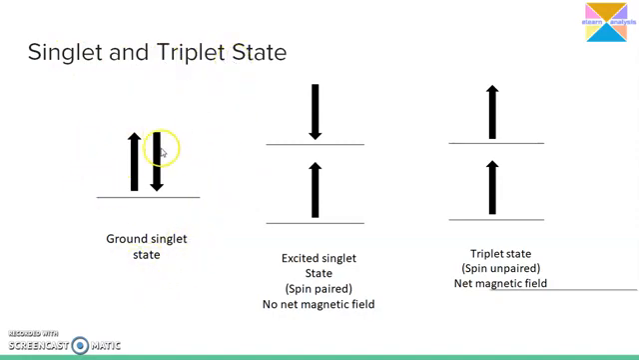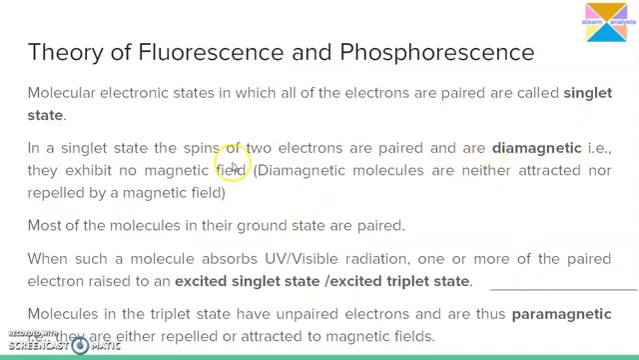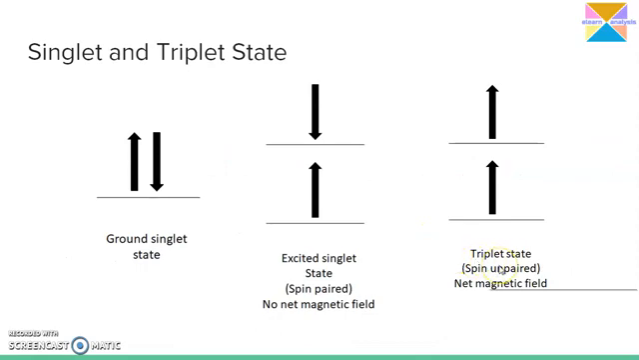As I said, in the ground state, the electrons are always paired. In the excited singlet state, the spin is still paired and there is no magnetic moment, and that's why, as I mentioned, they are diamagnetic in nature. Whereas in the triplet state, the spins are unpaired, and the net magnetic field is observed in this particular triplet state.